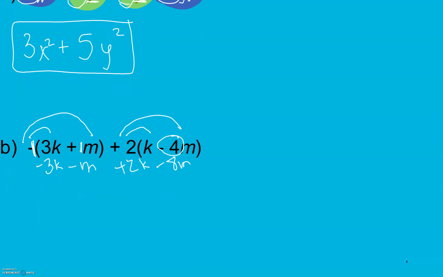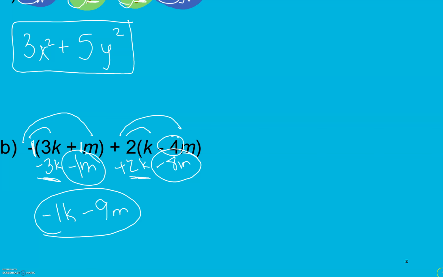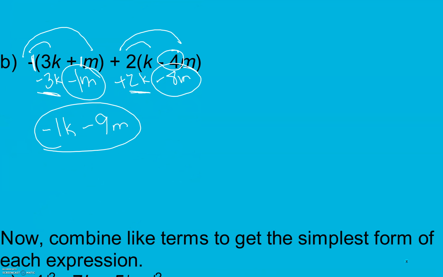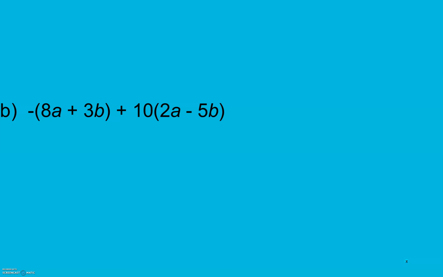Now we can combine the variables that are exactly the same. I can put my k's together. Negative 3 plus 2 gives me negative 1k. And my m's together. And remember, the signs go with those. So it's negative 1m plus negative 8m. Let me fix that there. Sorry, which gives me negative 9m. And again, we kept those variables exactly as they were written.